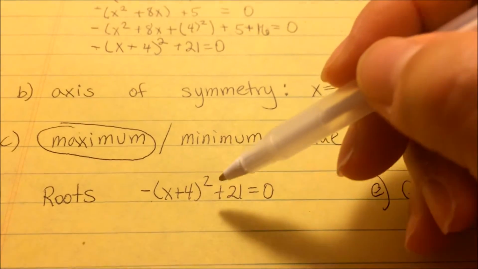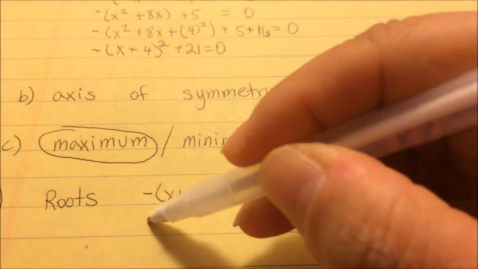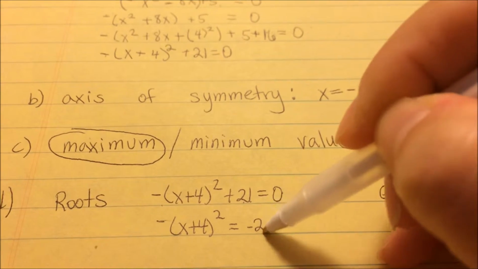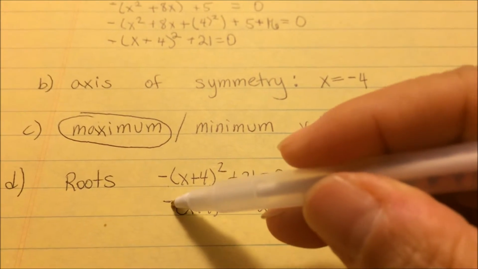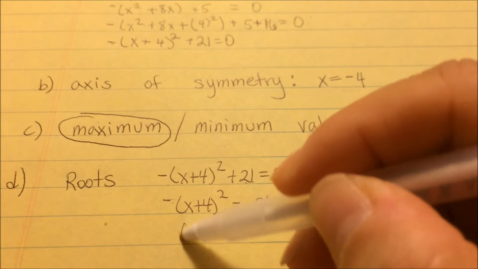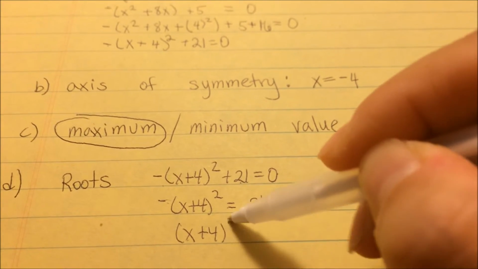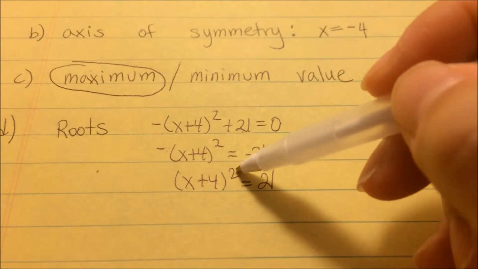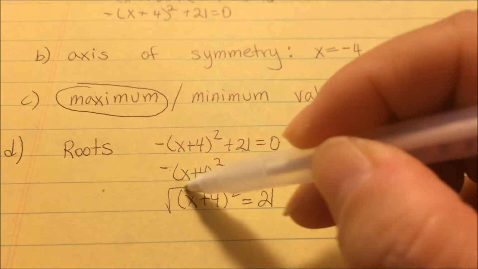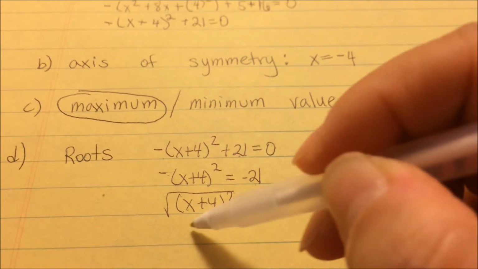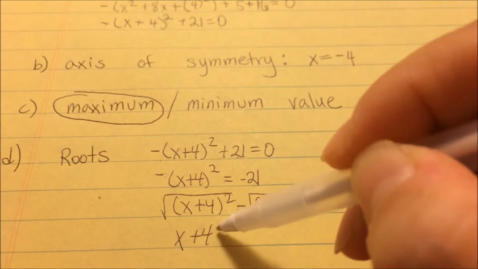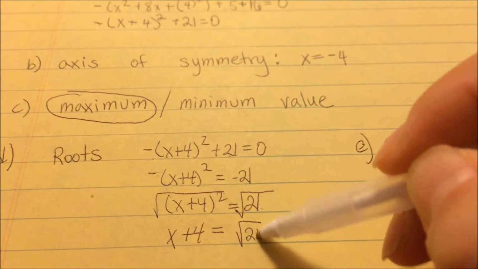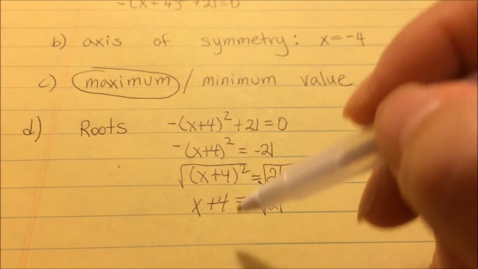So on 3.2, we brought the 21 over on the other side. So I have x plus 4 squared equals negative 21. Then we divided by negative 1 on both sides, so we have x plus 4 squared is equal to positive 21. Then we want to square root both sides to get rid of the squared. So we have x plus 4 equals, and remember this gives us two answers. So it's positive square root of 21 and also negative square root of 21.